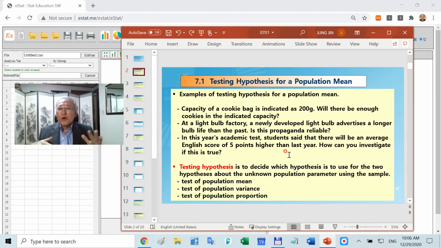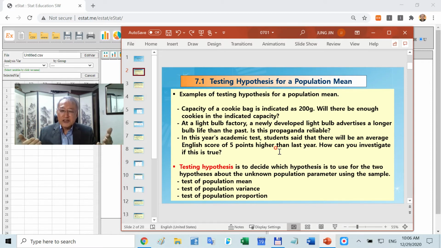You may check the whole population, but that's not easy. The population is too big. Therefore, we'd like to confirm whether this is true or not by using a sample. This is another area of inferential statistics. In chapter 6, we discussed how, from a small sample, we try to estimate the population mean. But here, we have some hypothesis, as we call it, about the population.